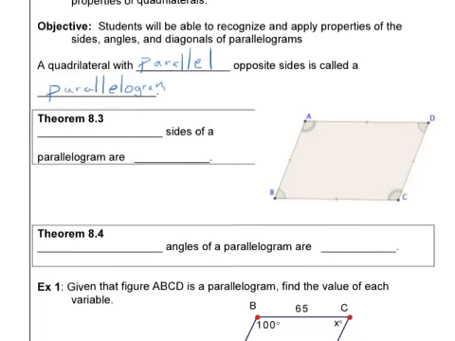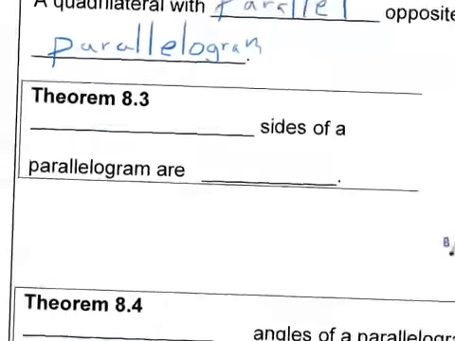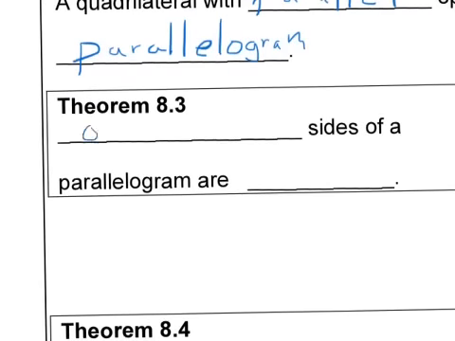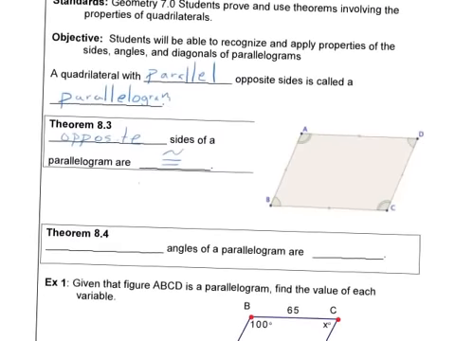Alright, so theorem 8.3 says that opposite sides of a parallelogram are congruent. So if we look over at this drawing here, we'll notice that they're already kind of marked in there, but we can mark them again just to make it a little bit more obvious. We see that the opposite sides are always going to be congruent in a parallelogram. So it's kind of like a rectangle that's been shifted or tilted a little bit. That's what a parallelogram is.